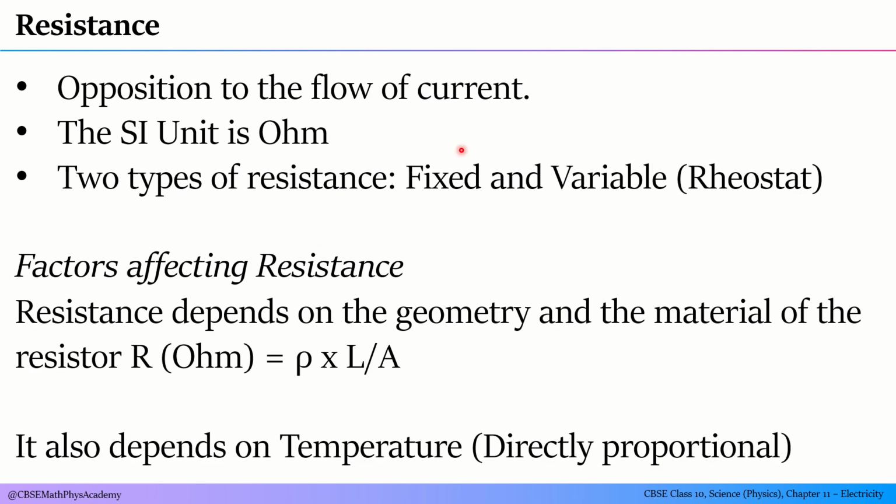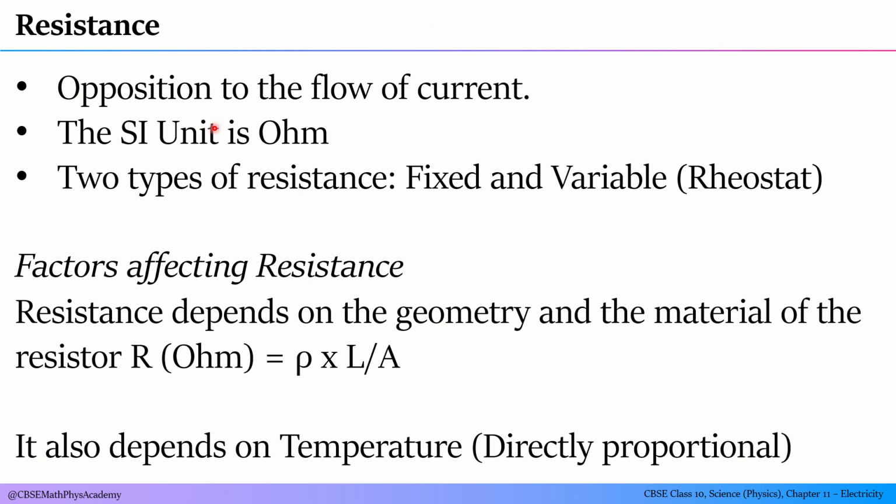So the idea of resistance is opposition to the flow of current. See, current is produced by the motion of electrons within a conductor. When you restrict the motion of these electrons, that is when there are lesser free electrons, then the current is restricted. You are basically reducing the flow of current. So that is called resistance.